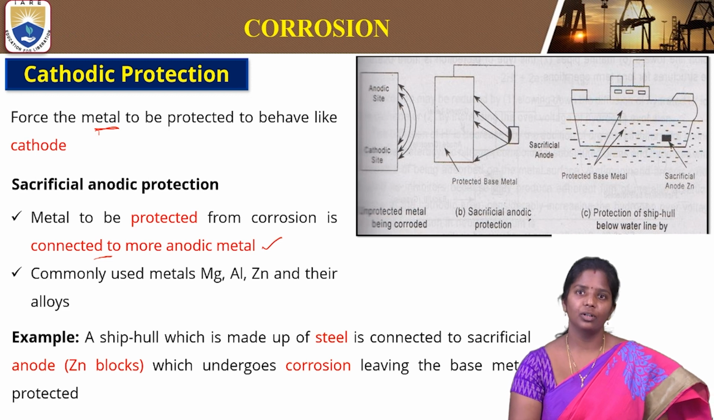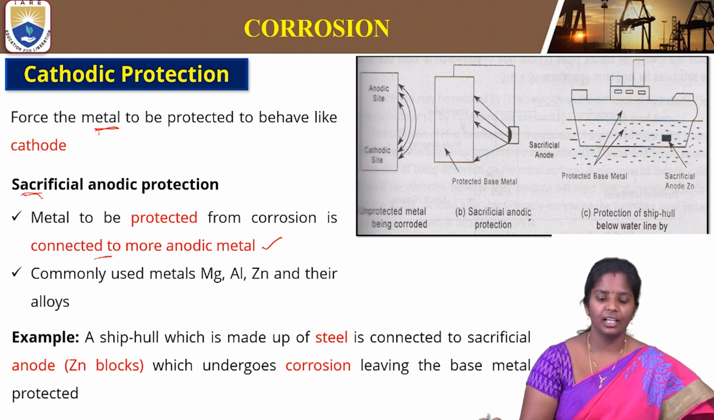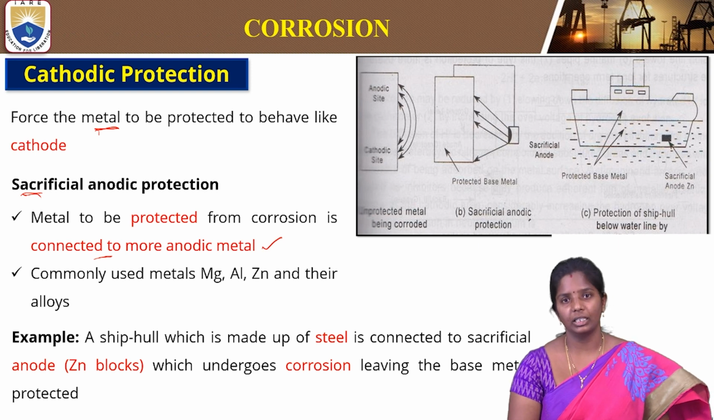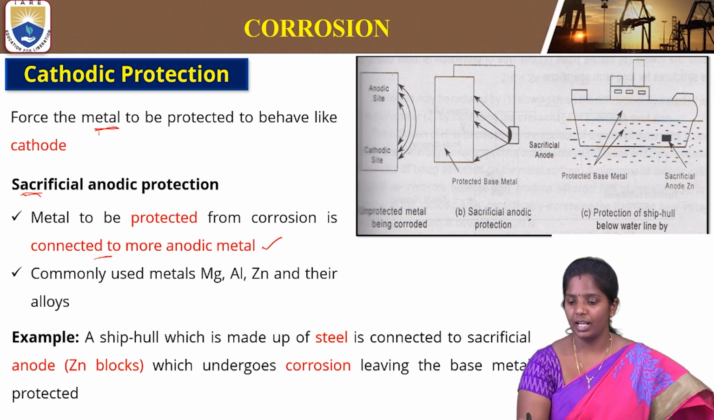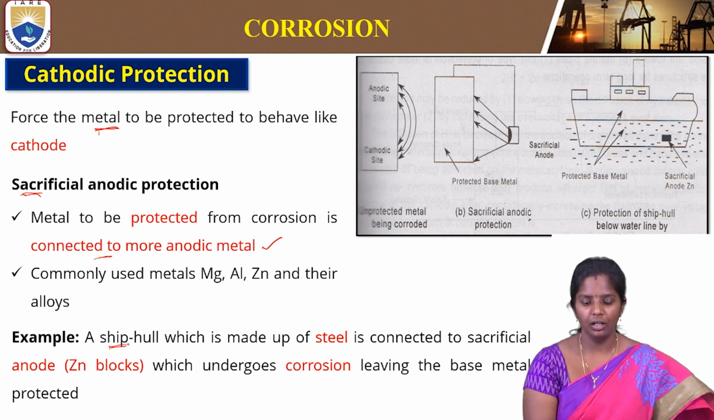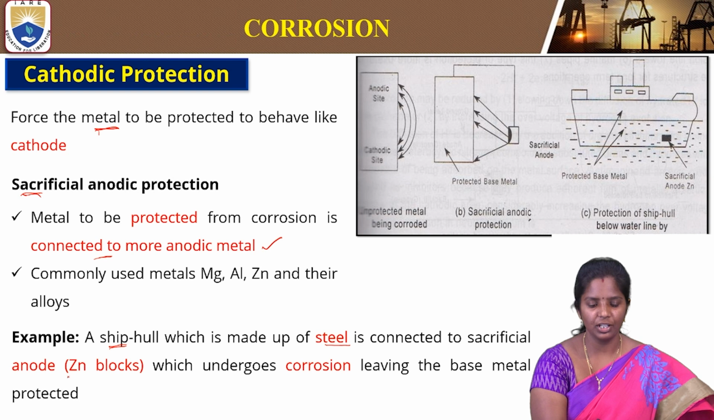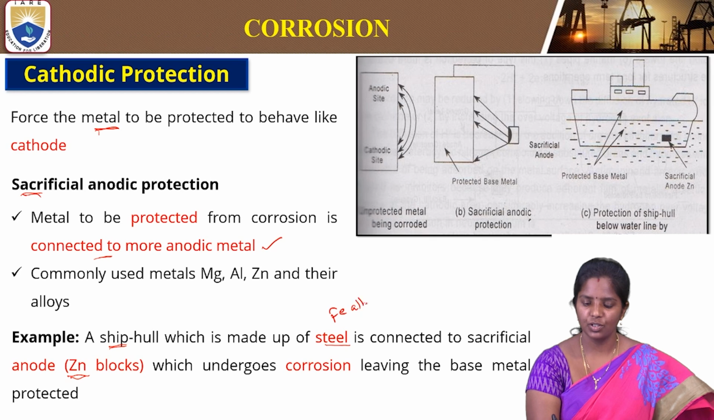In sacrificial anodic protection, the name itself indicates a sacrificial anode. It means the metal we are connecting will become an anode that sacrifices itself and protects the other metal which is in application. For example, as we see here, the ship hull, which is made of steel, is connected with sacrificial zinc anode blocks. Steel is nothing but an iron alloy. The steel is connected with sacrificial zinc blocks, which undergo corrosion. So here zinc undergoes corrosion and protects steel.